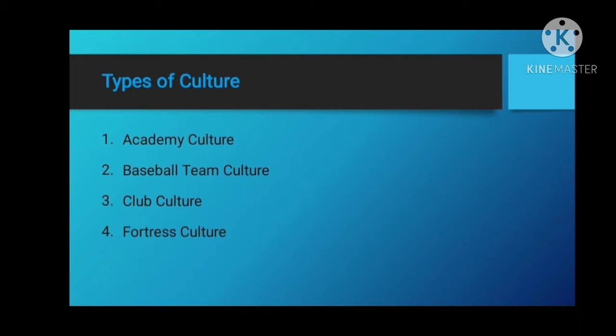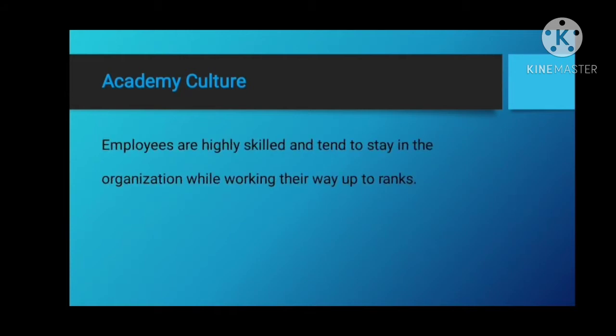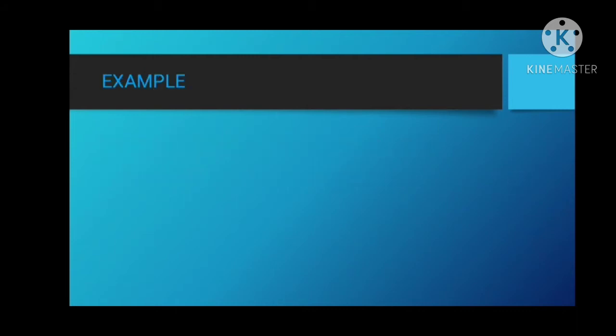Let's go on to the types of culture. There are 4 types of culture. The first type of culture is academic culture. In academic culture, employees are highly skilled and tend to stay in the organization while working their way up the ranks. An example of academic culture is found at the hospitals.